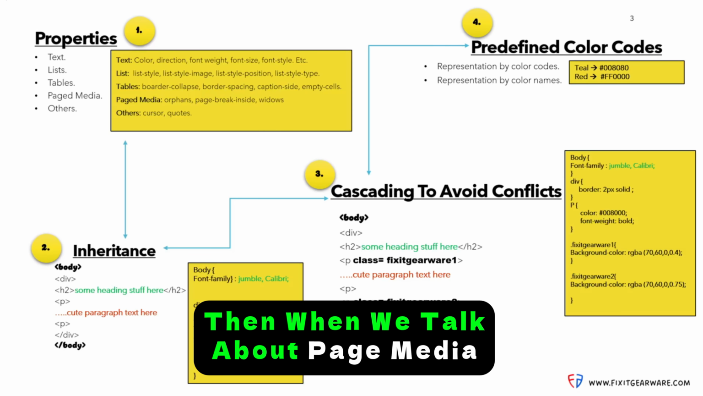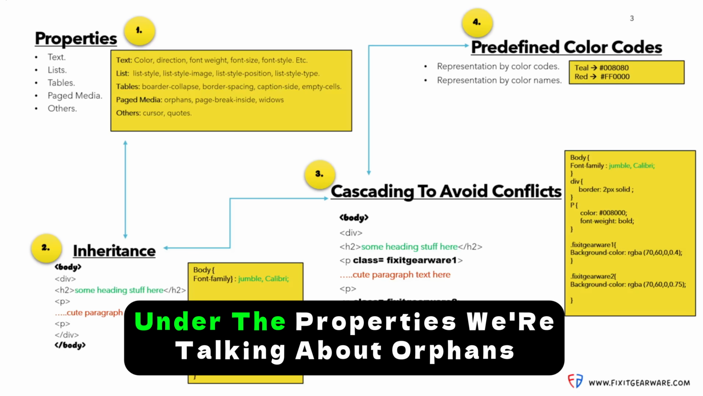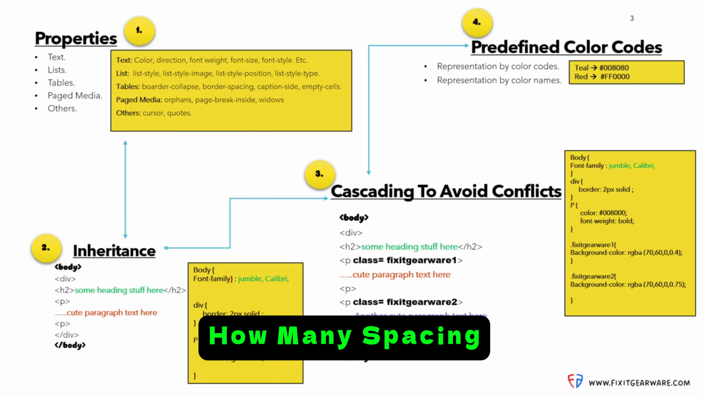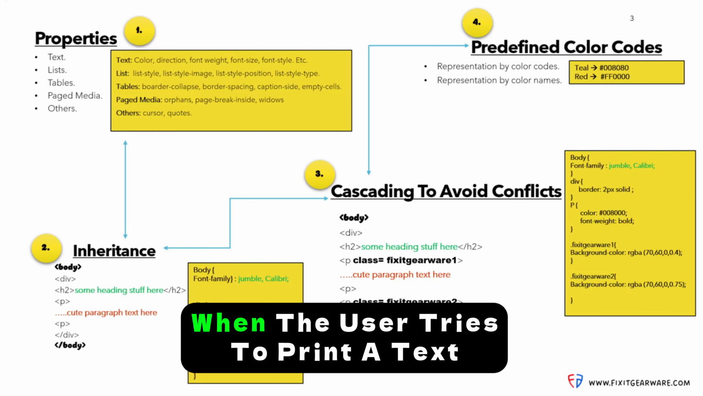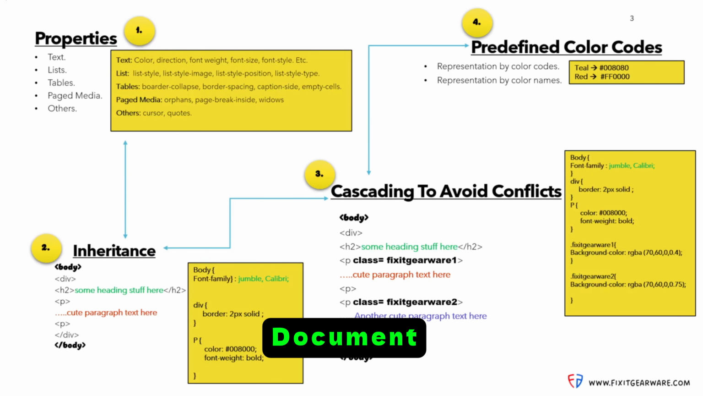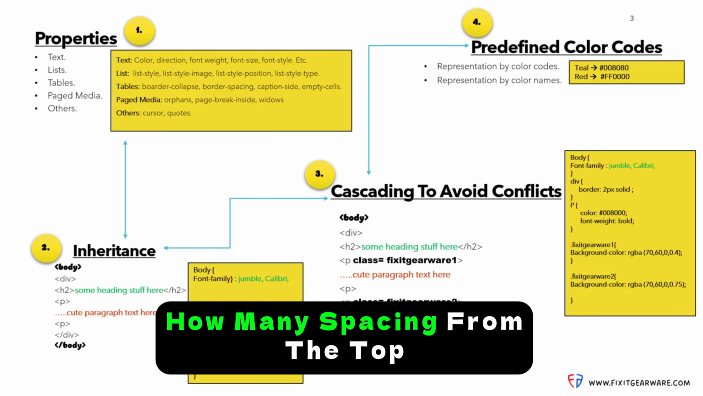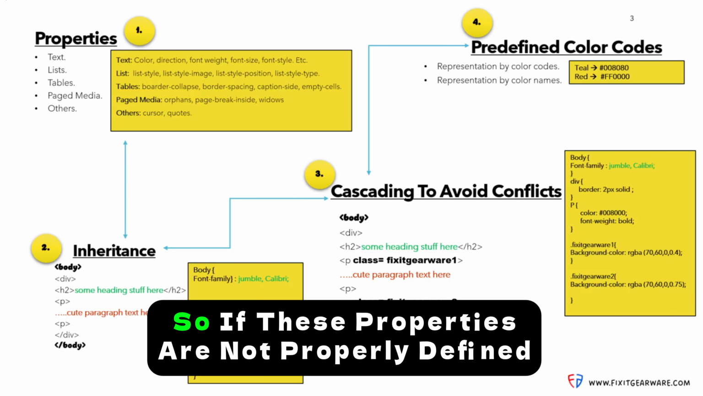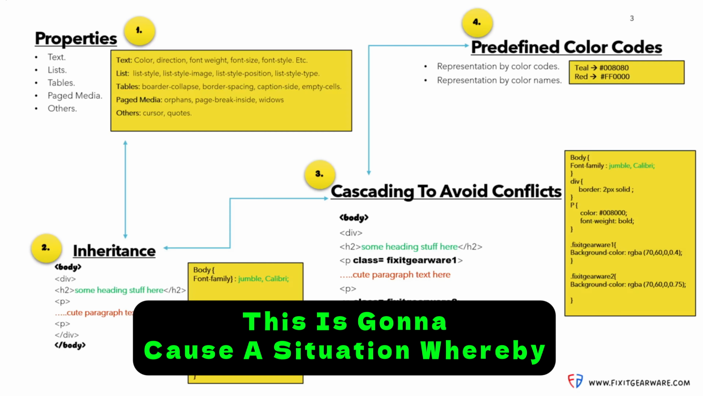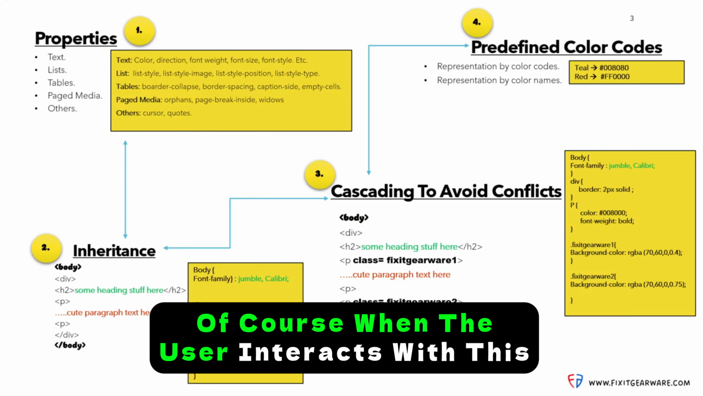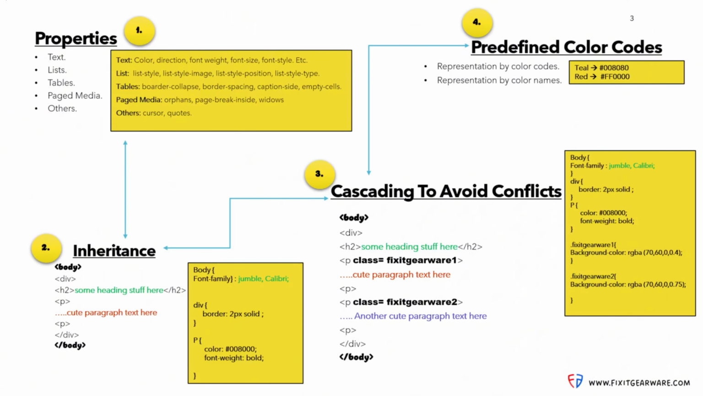Then when we talk about page media under the properties, we're talking about orphans. So for orphans, we want to talk about how many spacings from the bottom of the page when the user tries to print a text document from the website. When we talk about widows, we're talking about from the top, how many spacing from the top. So if these properties are not properly defined, this is going to affect the user's experience when the user interacts with this website, making it not unique.